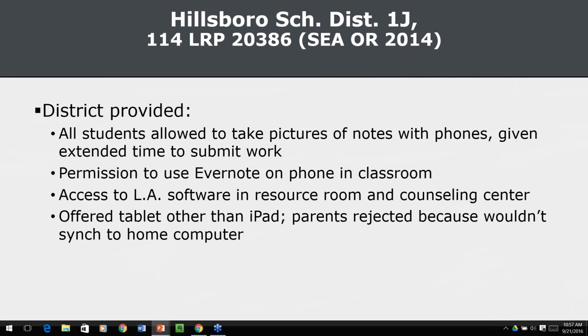The parents wanted the iPad, and look, again, it's always idiosyncratic what technology parents prefer, and why. The reason the parents were so adamant that this kid had to have an iPad is because the iPad would sync up to their home computer. They must have been an Apple house instead of a PC house. And so the parents said, some other tablet doesn't work. It's an iPad or nothing. And so they took the school to due process.